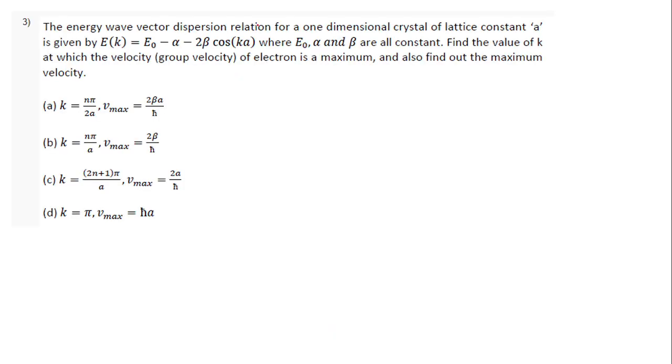Next question, the third question, now some expression is given. The energy wave vector dispersion relation, that is the relation between energy and wave vector, is what we call dispersion relation. So energy wave vector dispersion relation for 1D crystal lattice with lattice constant a is given by this expression, where E naught, alpha and beta are all constants. Find the value of k, that is the wave vector, at which the group velocity of electron is maximum, and also find out the value of that velocity.